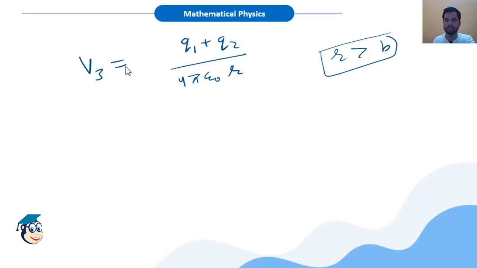So you don't have to calculate for spherical shell cases. You can directly write potential by intuition.